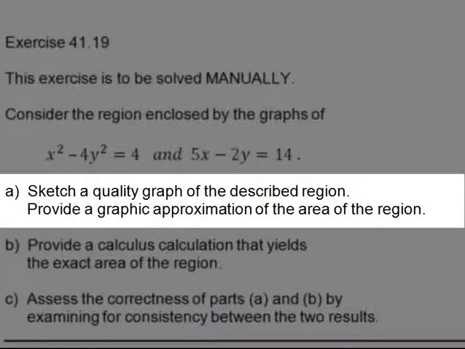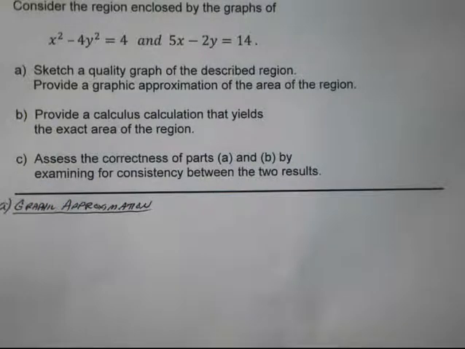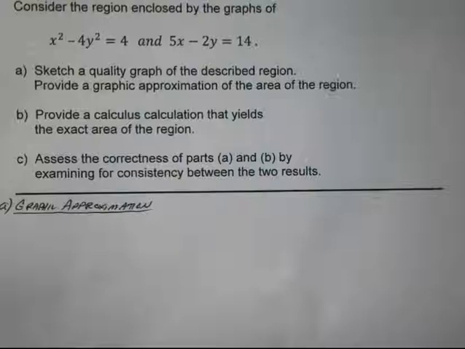Part A. Sketch a quality graph of the described region. Provide a graphic approximation of the area of the region. Let's do a preliminary investigation of the graphs of these two equations to see what sort of coordinate system we'll need to make a nice final graph.